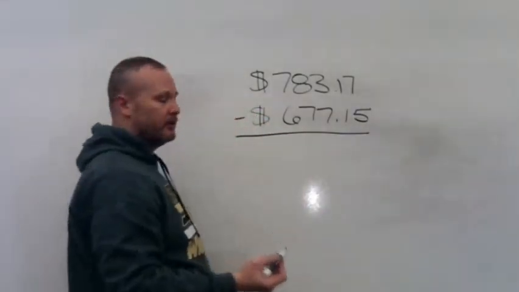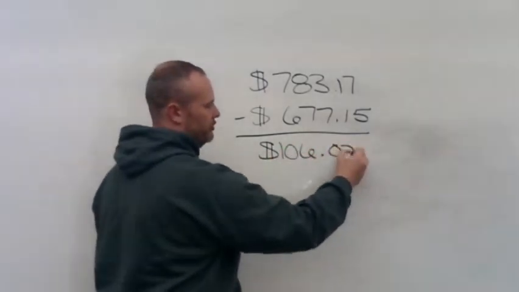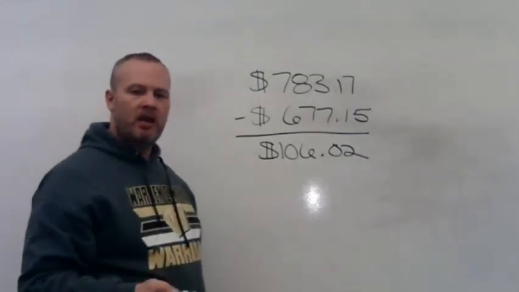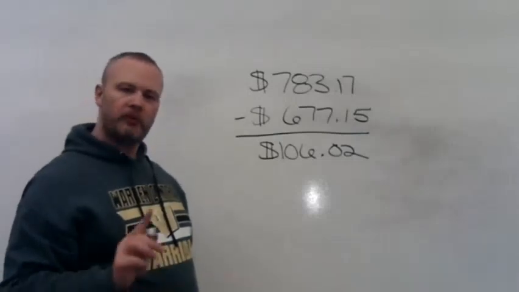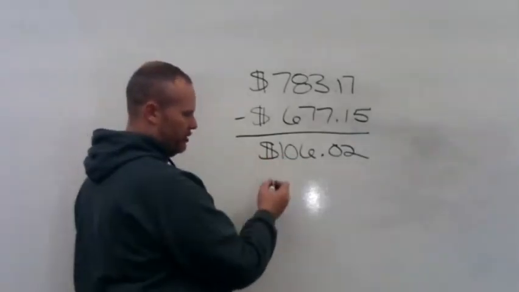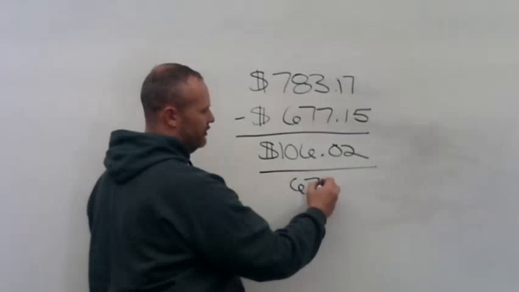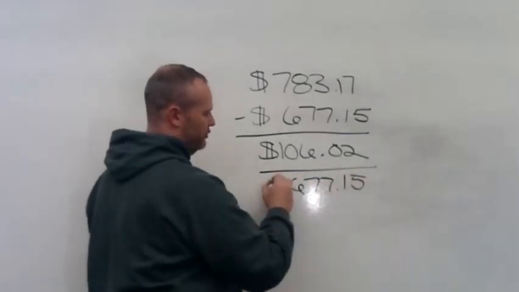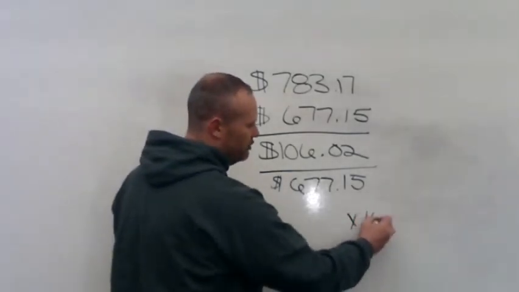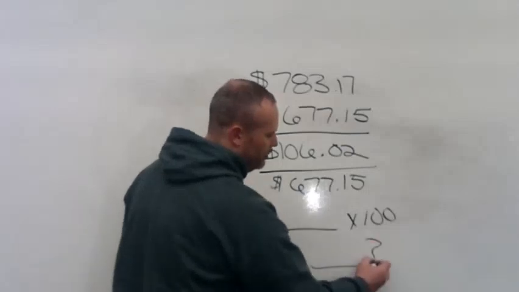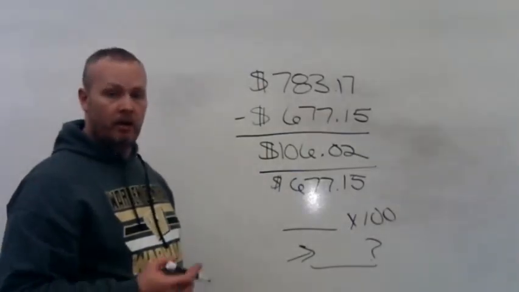The difference of these is 106.02. So you are now paying $106.02 more than you did last year. We're not quite finished. We need to take this number and divide it by the amount we paid last year, which was $677.15. And then we'll take that answer multiplied by 100 to find your solution. This is what you will have as your answer on the quiz.